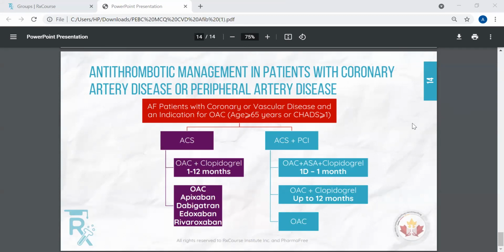Do you have any question until now? Or I can proceed to the use of anticoagulant or antiplatelet in case of coronary artery disease? No worries, that's fine. I understand. So far, okay.